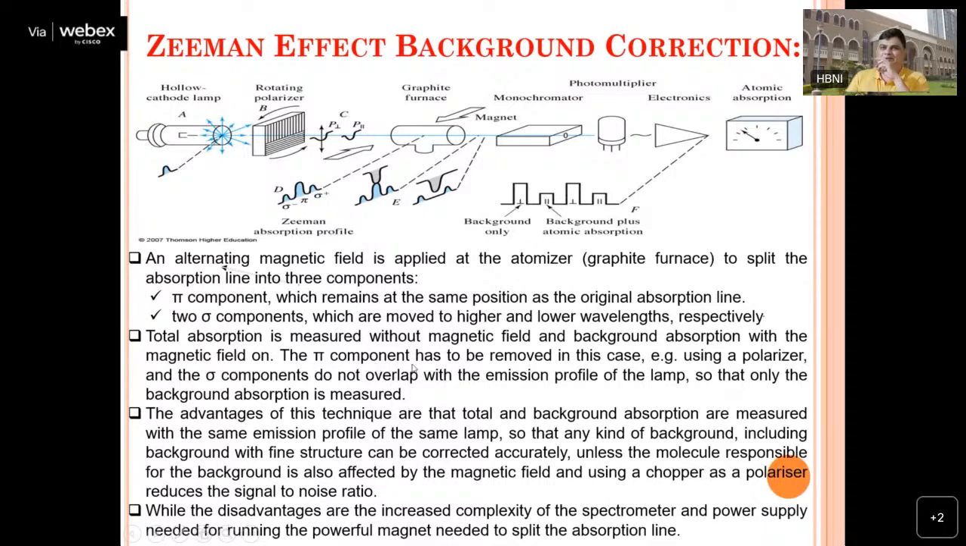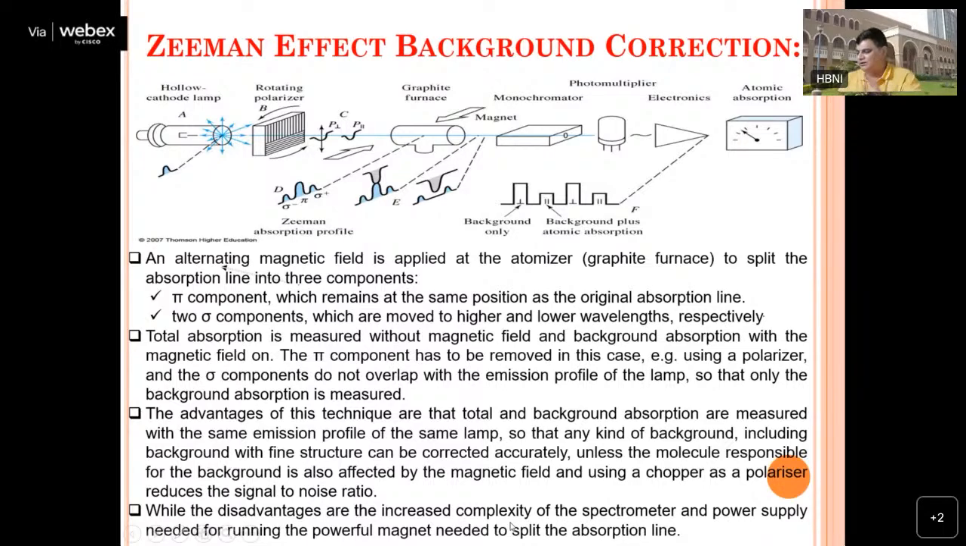Now, the pi component has to be removed in this case, for example using a polarizer, and the sigma components do not overlap with the emission profile of the lamp, so that only the background absorption is measured at this time. And what is the advantage of this technique? The total and background absorptions are measured with the same emission profile of the same lamp, so any kind of background, including background with fine structure, can be corrected accurately, unless the molecule responsible for the background is affected by the magnetic field. Using a chopper or a polarizer reduces the signal to noise. The disadvantages are the increased complexity of the spectrometer and power supply.